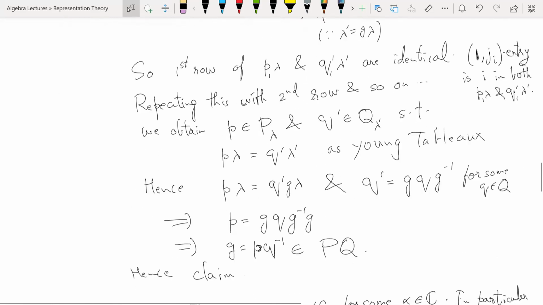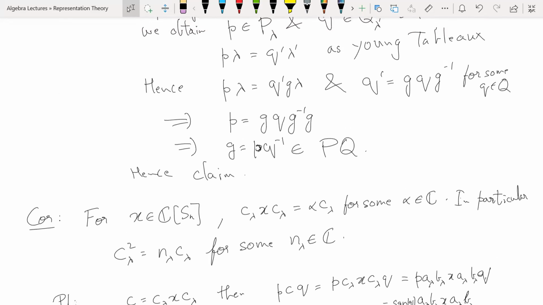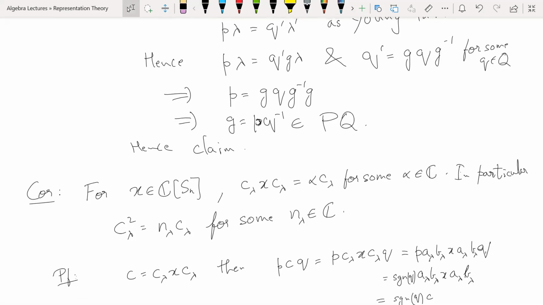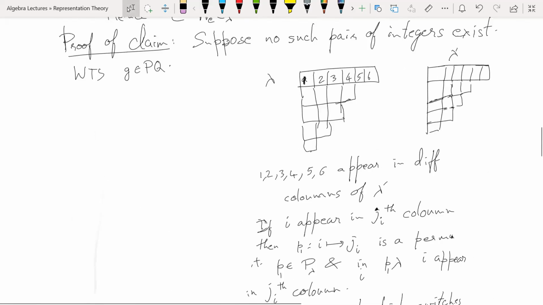So what's the consequence of this lemma? As I said, we'll prove that this implies C lambda is almost an idempotent. In fact, the corollary is that for any element x in the group ring, C lambda x C lambda is alpha times C lambda for some alpha in C. In particular, C lambda squared is n lambda times C lambda for some n lambda in C. And later on, we will see that we can also ensure that n lambda is non-zero, or maybe later. But this is just immediate from this lemma.